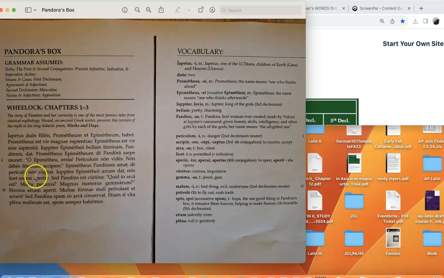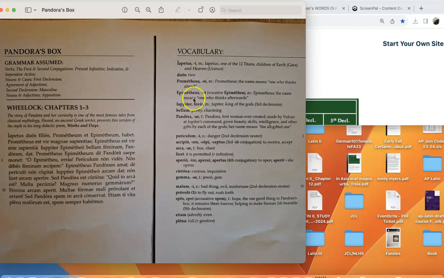Days. You can see this accompanies Wheelock's. You do not have this in your regular textbook. This is a supplemental reader. And the grammar that it assumes is verbs, first and second conjugation, present infinitive, indicative, imperative, nouns and cases, first declension, adjective, second declension. So in short, all of the grammar concepts that we have dealt with thus far.